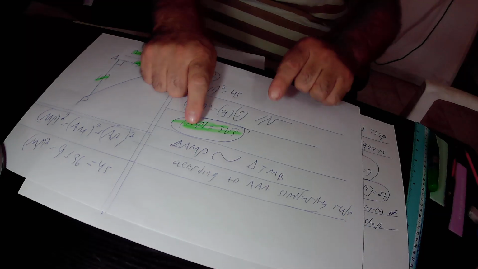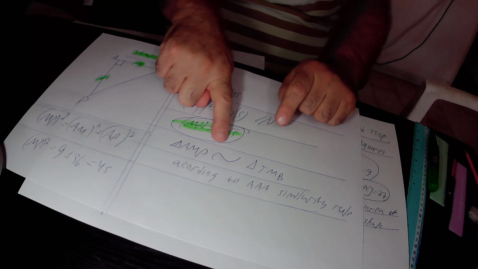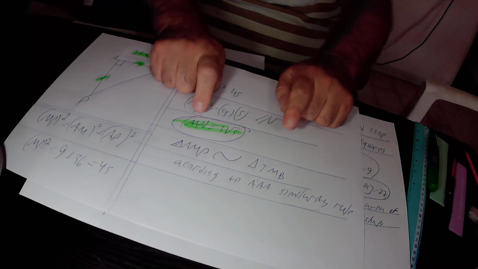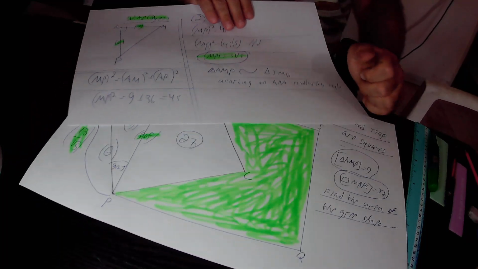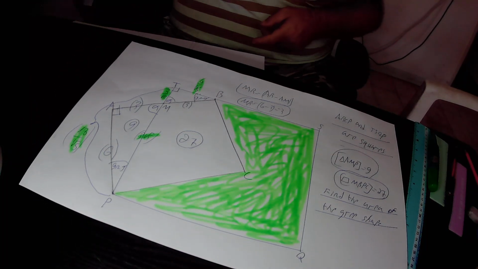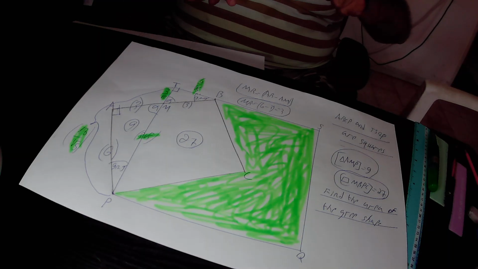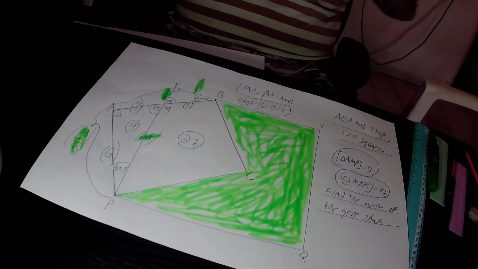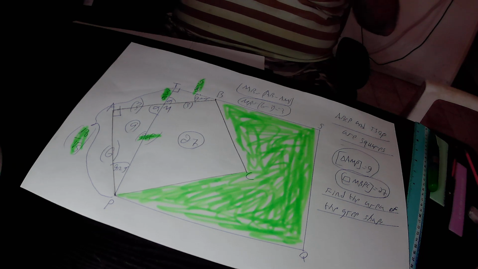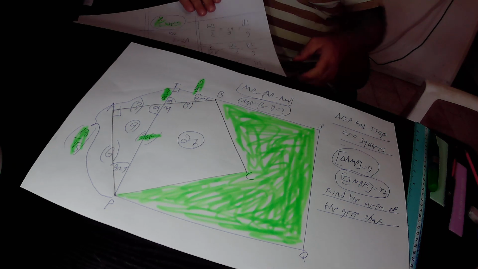To repeat again, the right triangle AMP is similar to the small right triangle TMB according to the angle similarity rule. And from the fact that those two right triangles are similar to each other, we will derive that the following relationship exists between their sides.